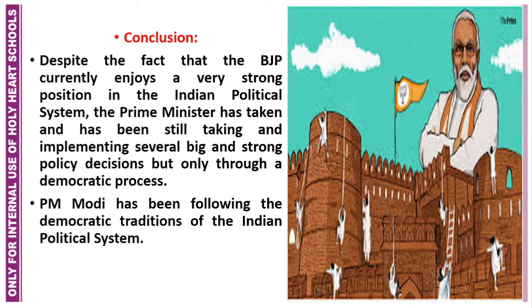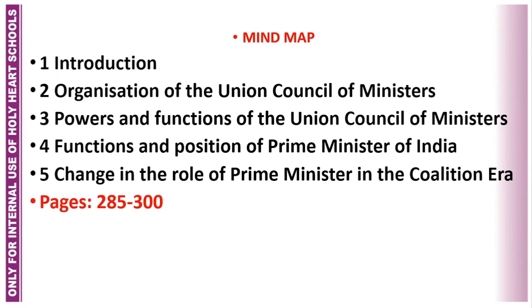Now, students, this finishes my today's topic discussion. I have discussed with you today the real executive, its introduction, organization of the Union Council of Ministers, powers and functions of the Union Council of Ministers, functions and position of Prime Minister of India, and finally, I talked about change in the role of Prime Minister in the coalition era. I have already told you this covers your pages from 285 till 300.